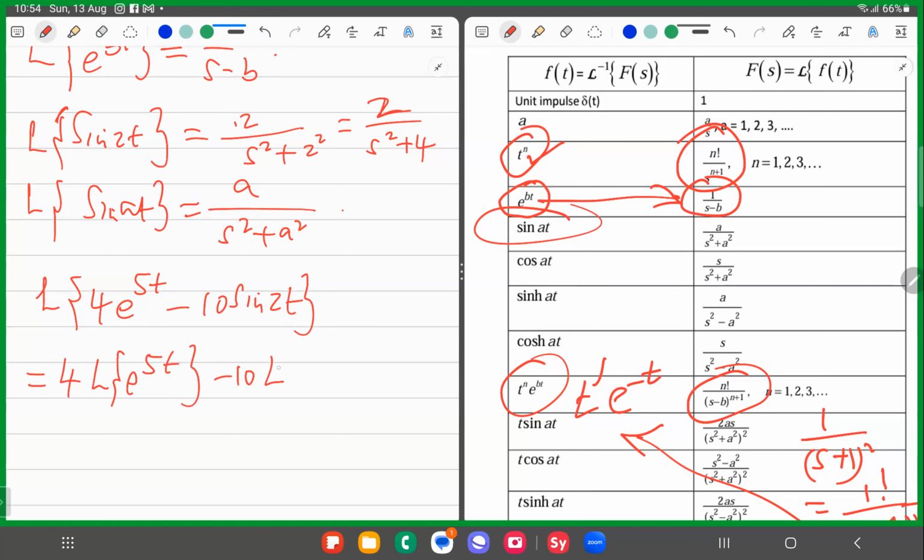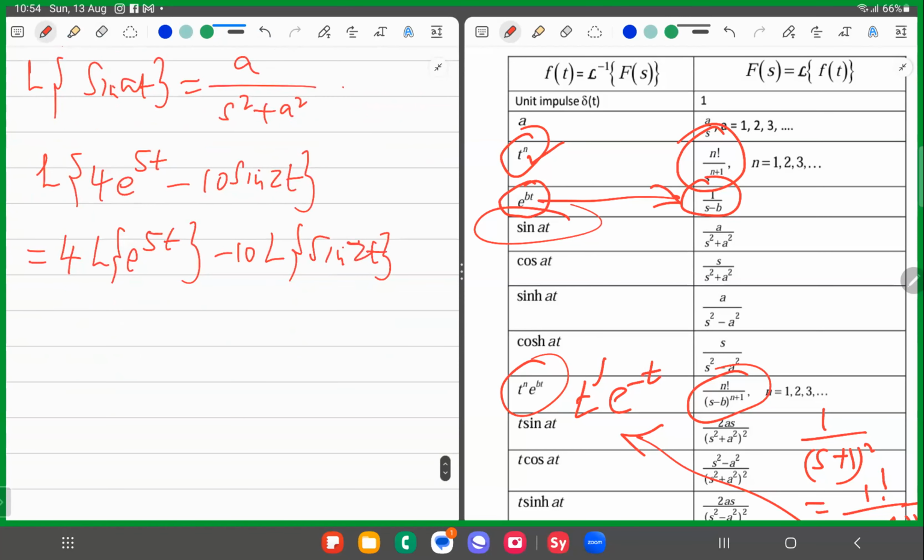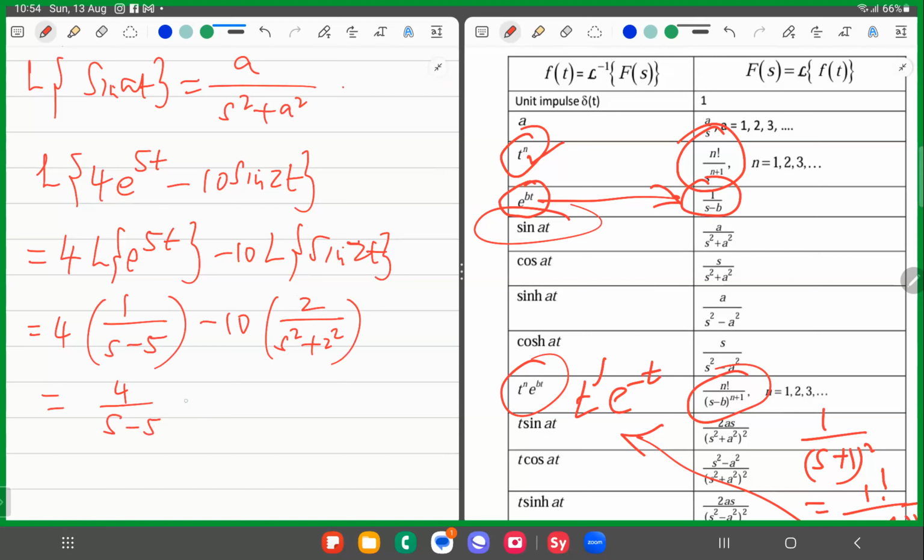So you'd have 10 times the Laplace transform of sine 2t, and then 4 times the Laplace transform of e to the 5t. So it becomes 4 times 1 divided by s minus 5, minus 10 times the Laplace transform of sine 2t, which is 2 divided by s squared plus 2 squared. So this Laplace transform is 4 over s minus 5 minus 20 divided by s squared plus 4.